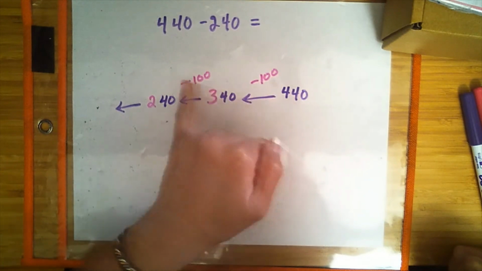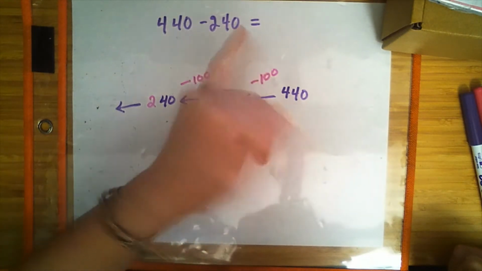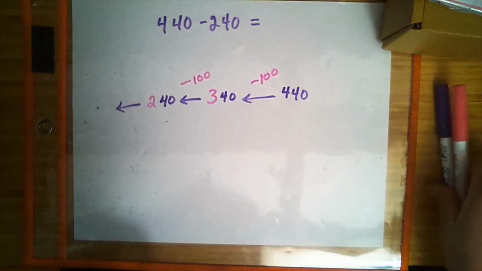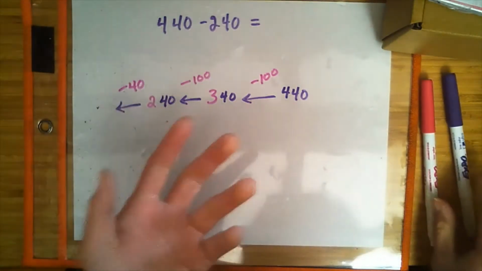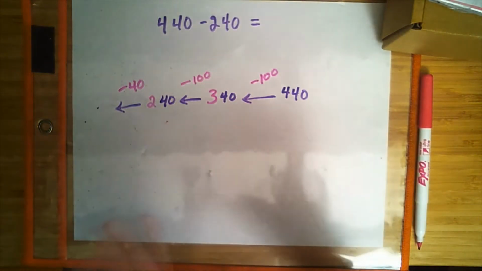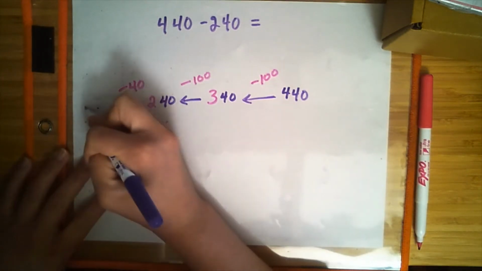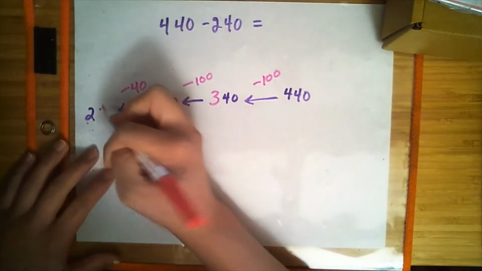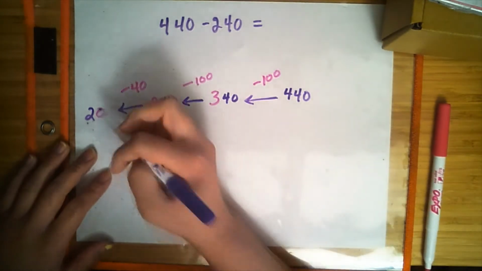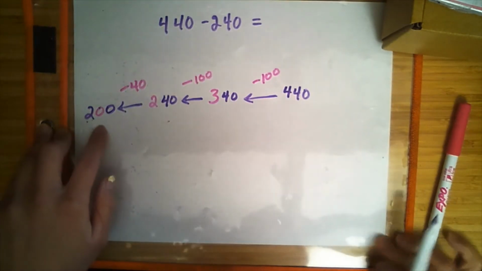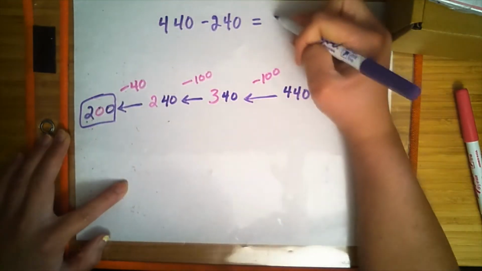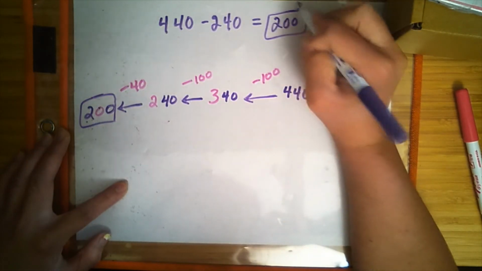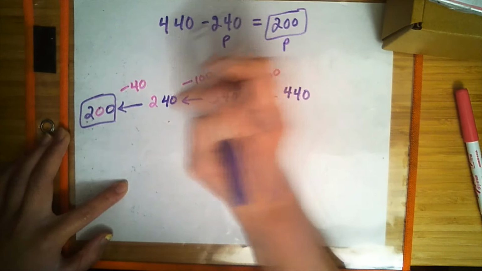So I have 100, 200 so far that I've taken away. I need 40 more to take away. So I'm going to go ahead and take 40 away instead of taking away 10 4 times. That's just way too long. And that puts me at my end point of 200, which is my solution. It's also my missing part.